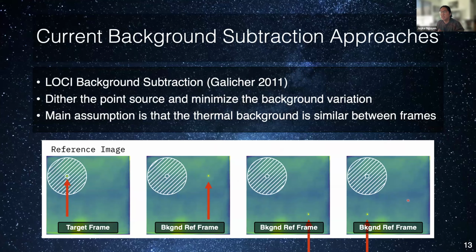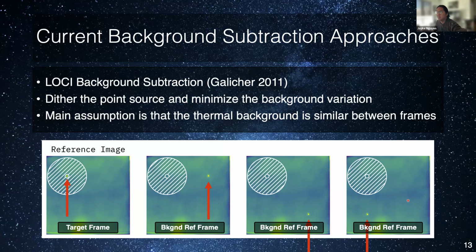And so when dealing with the thermal background, there's actually been a few studies done on how to deal with it. One of the first ones was Galashev in 2011. But basically the whole idea is that you take your point source and then you dither it around your frame. And then you use reference frames where the point source was previously to minimize the background variation in your target frame. And the main assumption here is that the thermal background is similar between frames, or similar enough that when you take subsequent frames you can do a least squares stack and subtract it.